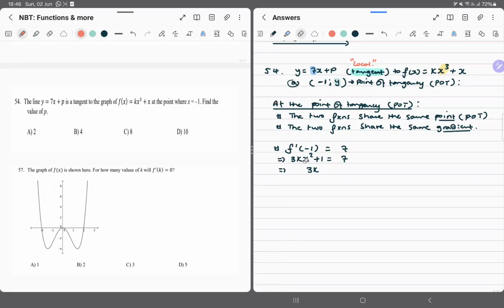Now why did I put x squared here? There's no need to put the x squared here. This is 1. Okay, maybe let's rewrite this nicely. So we know that this is going to be 3k. Instead of x, we put minus 1. We square that, plus 1 equal to 7.